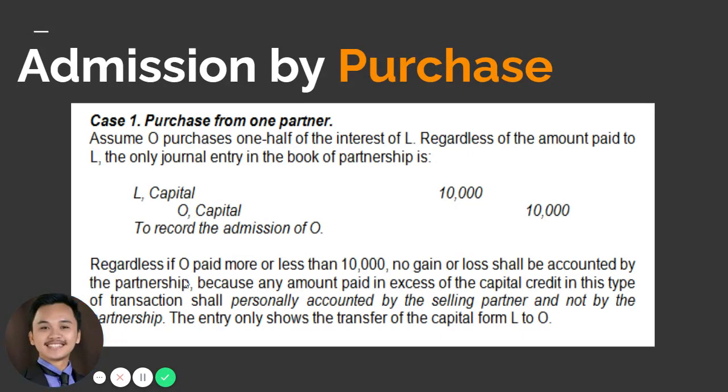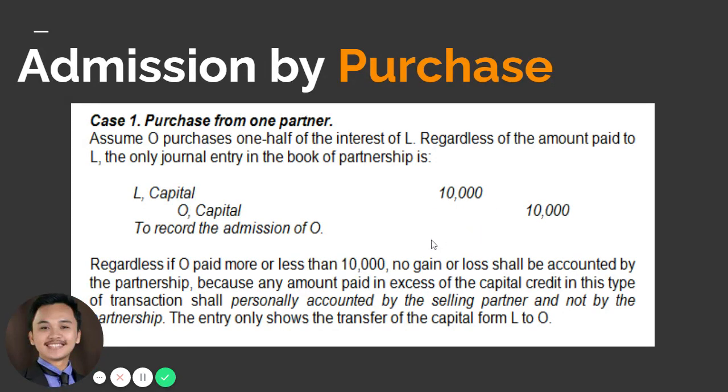Regardless of whether O paid more or less than 10,000, no gain or loss shall be accounted for by the partnership because any amount paid in excess of the capital credit in this type of transaction shall be accounted for personally by the selling partner and not by the partnership. So for example, if the payment made by O for the 10,000 interest in the capital is 20,000, that is a 10,000 gain, from the 20,000 that O paid to L minus the 10,000 capital transferred in the name of O in the partnership.